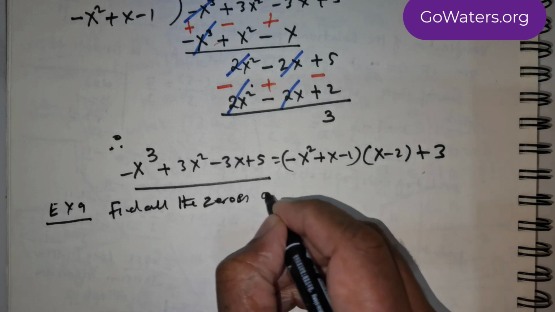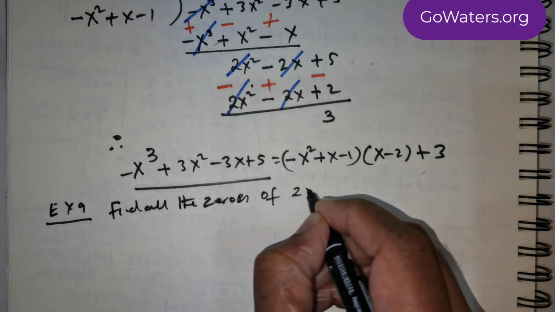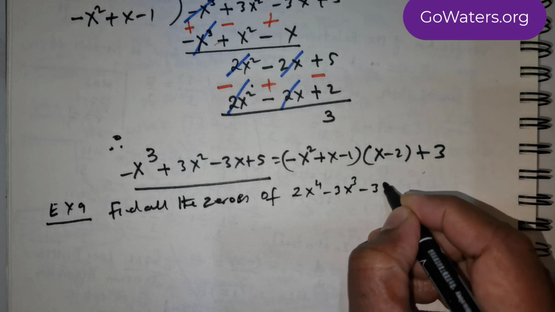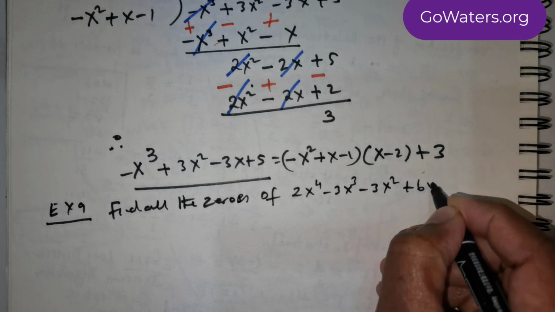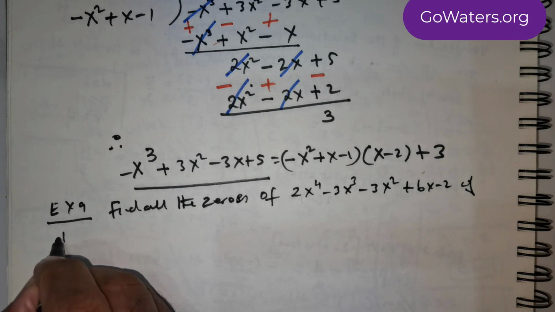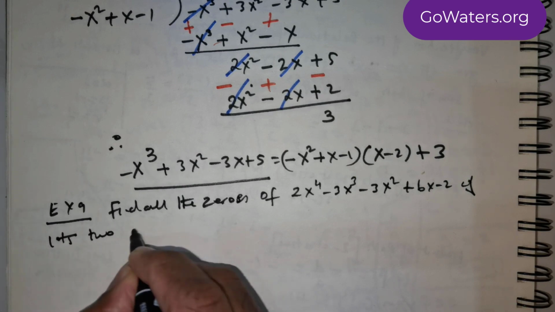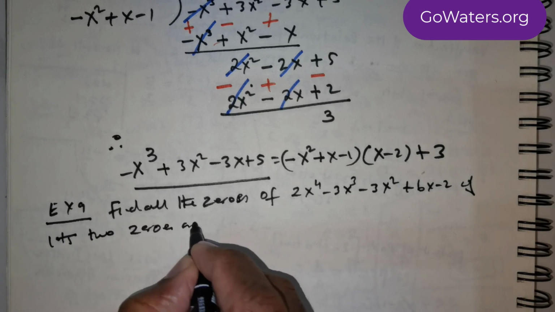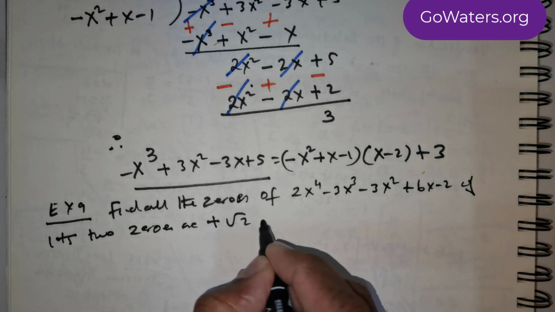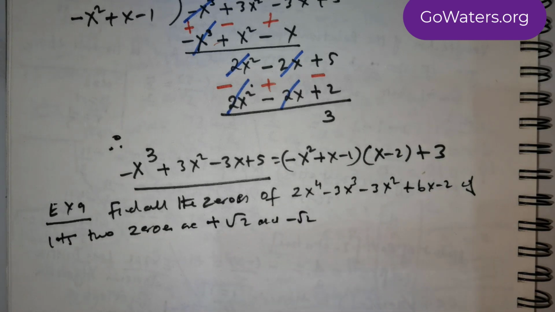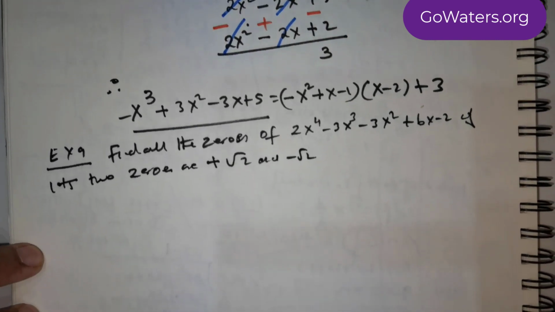right? Zeros of 2x to the power of 4, negative 3x cubed, negative 3x squared, positive 6x, negative 2, if 2 of the zeros are plus root 2 and negative root 2, right? Now this is a beautiful question.